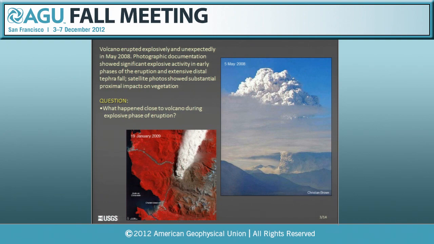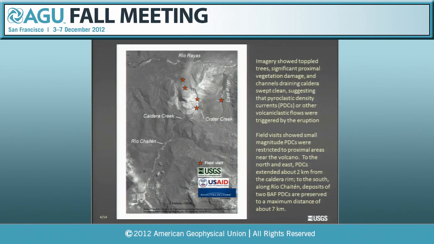In 2010, a large interdisciplinary international group of folks gathered down at Chaitén with a goal of trying to understand, in part, what happened up close to the volcano. And so this talk is going to look at some of the pyroclastic density currents and the evidence for them in the basins right around the volcano.